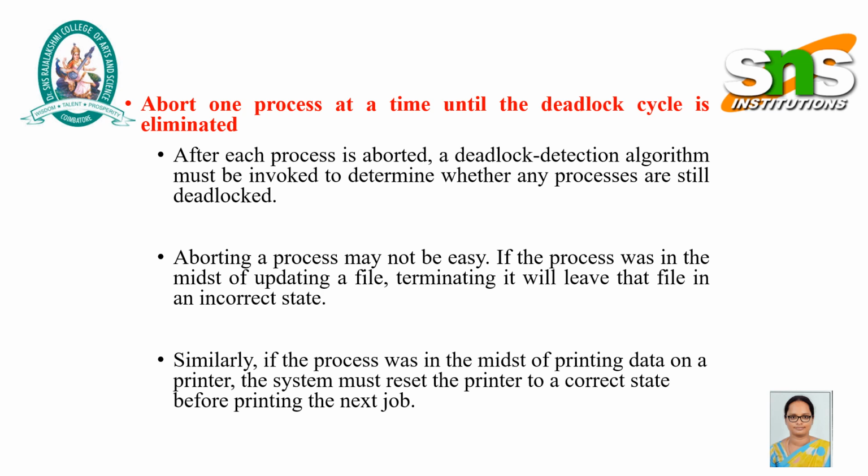Second, abort one process at a time until the deadlock cycle is eliminated. After each process is aborted, a deadlock detection algorithm must be invoked to determine whether any processes are still deadlocked. Aborting a process may not be easy if the process was in the midst of updating a file. Terminating it will leave that file in an incorrect state. Similarly, if the process was in the midst of printing data on a printer, the system must reset the printer to a correct state before printing the next job.